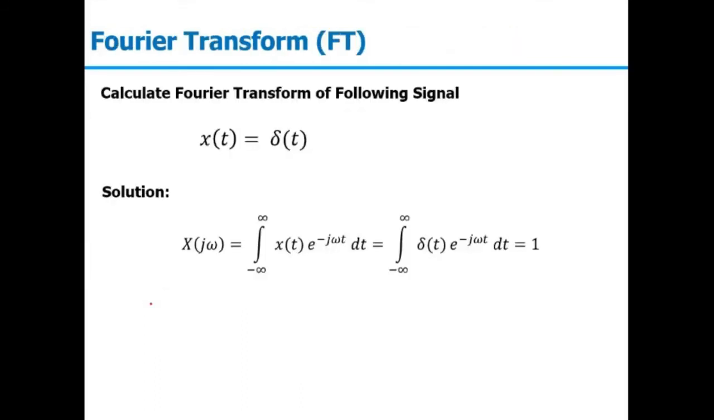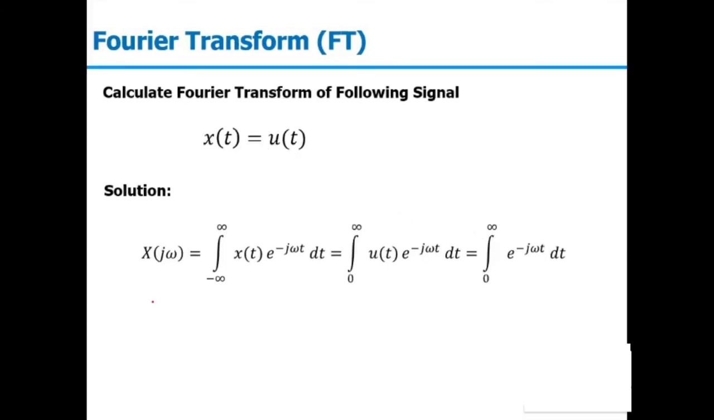Let's have some examples. The first one is to calculate the Fourier transform of the following signal: x(t) equal to δ(t). So X(jω) will be equal to integration from minus infinity to infinity of x(t) e^(-jωt) dt. We put the value of x(t), that is δ(t). Now δ(t) has the property that it exists only for t equal to 0. For all other values, the value will be 0. So for t equal to 0, the integration value will be equal to 1. So we can say δ(t) has a Fourier transform of 1.